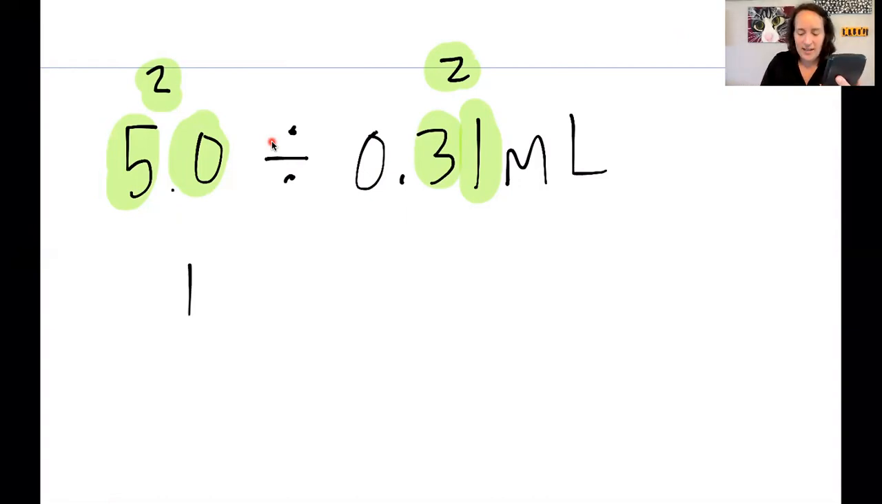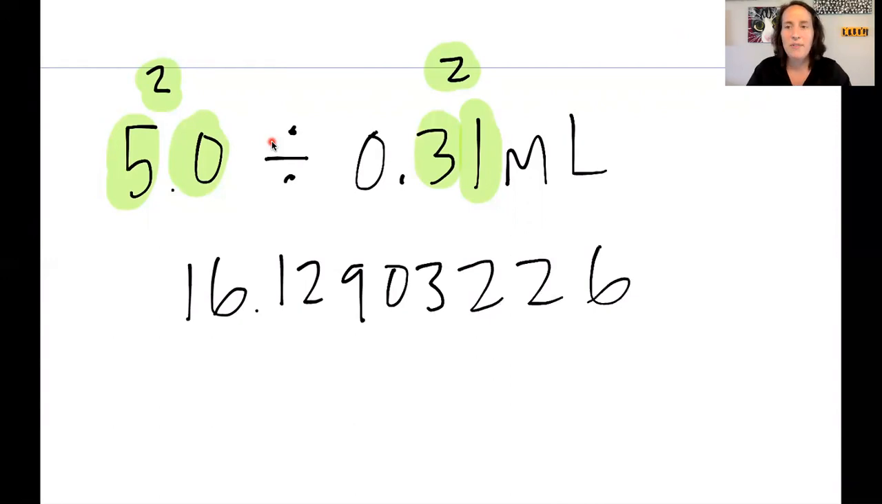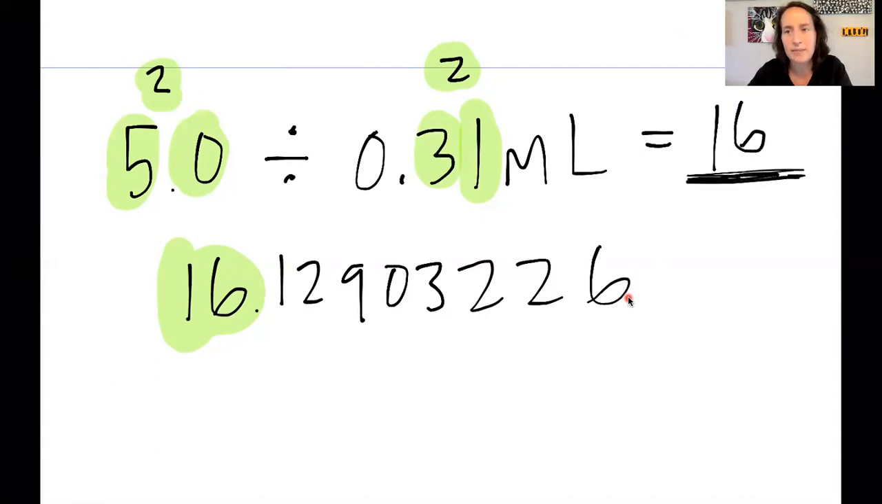So when I hit equals, this is what I get: 16.129032226. And some of you, if you were performing long calculations, you'd probably keep trying to carry that entire number with you. But that's the nice thing about sig figs: significant figures tell you how certain you actually are about this number. If you take 5.0 grams and divide it by 0.31 milliliters, you are only certain about 2 significant figures. So your answer is only going to have 2 significant figures. All the rest of these numbers, you're actually not certain at all that that's really what they are. So that's where that certainty comes into play. So the correct answer to the proper number of significant figures is 16.